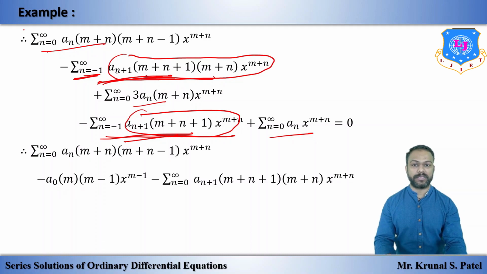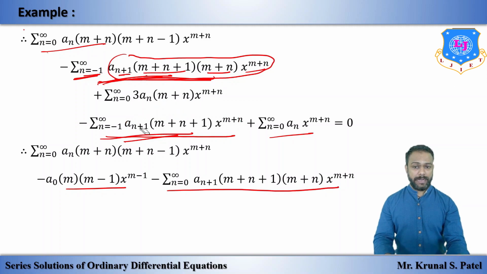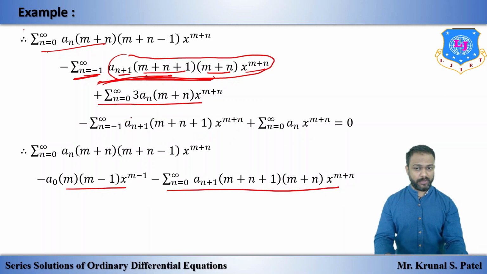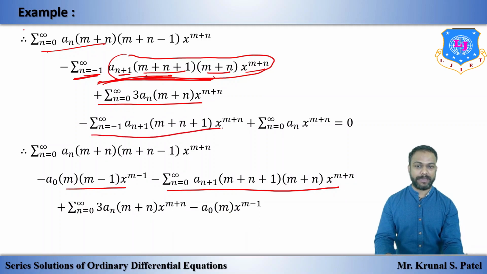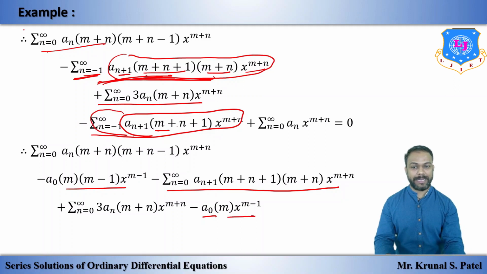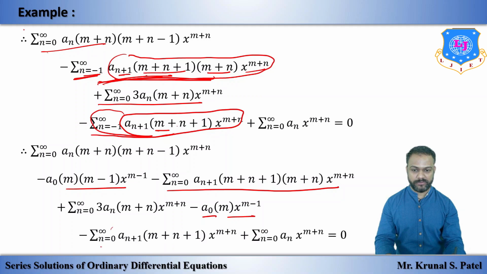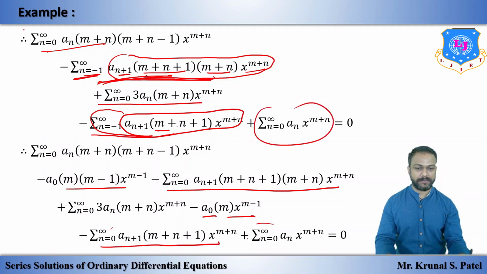If you put n equal to minus 1, we get a0, m into m minus 1, and x raised to m minus 1. This is our term. And minus sigma from n equal to 0, this entire term is as it is. The third term is as it is, because sigma n equal to 0 is there. Now for the fourth term we will put n equal to minus 1, so a0, this m because minus 1 plus 1 is 0, and x raised to m minus 1. The entire remaining term will start with n equal to 0, and the last term is as it is.